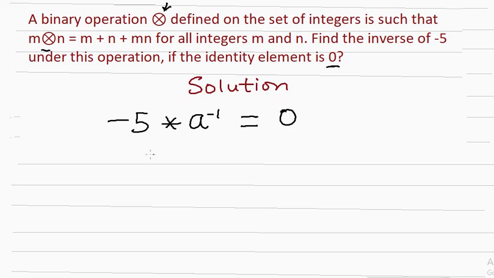So anytime you want to find the inverse under any operation, establish that operation with the inverse, then equate it to the identity element.